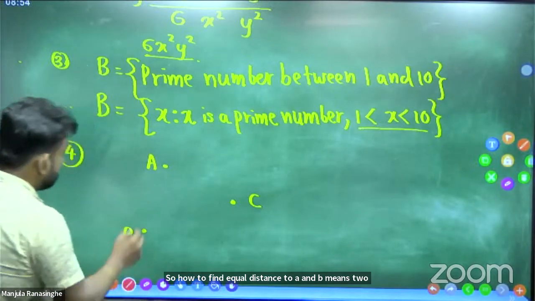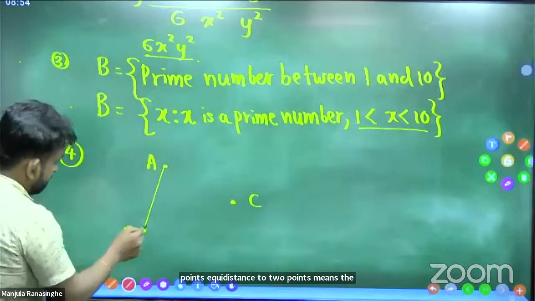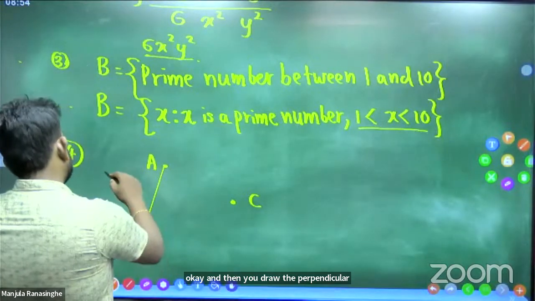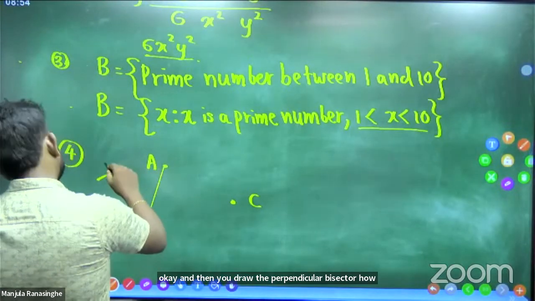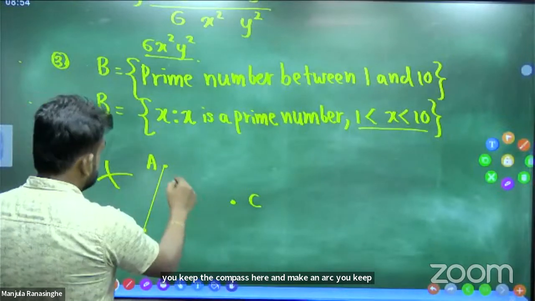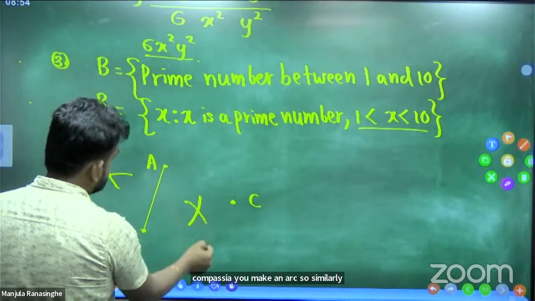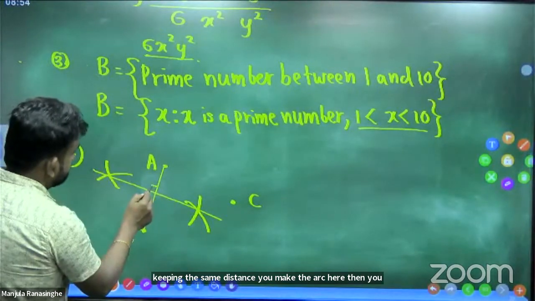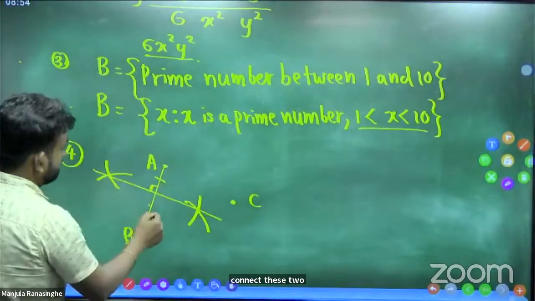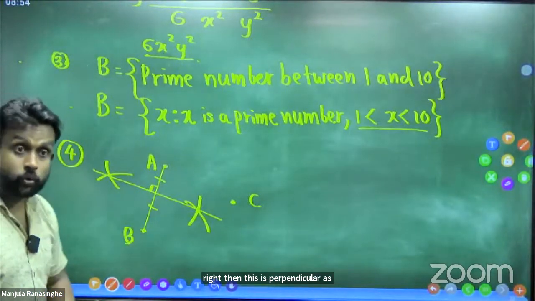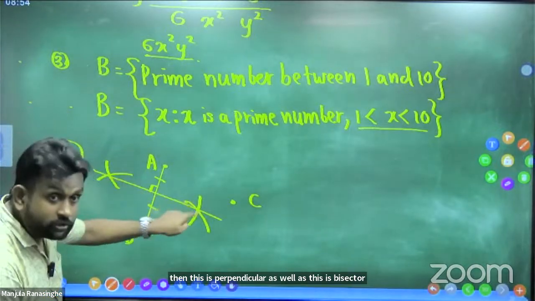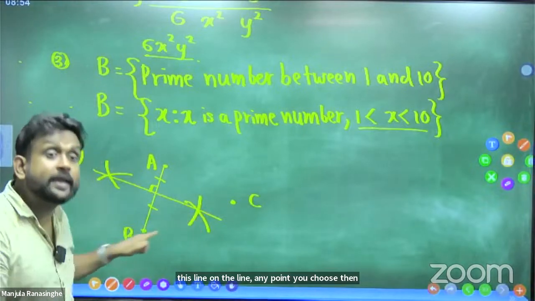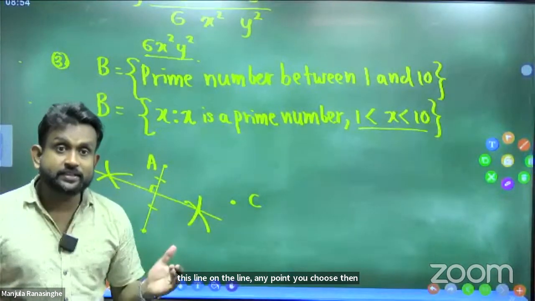So you connect AB, and then you draw the perpendicular bisector. How? You keep the compass here and make an arc. You keep the compass there and make an arc. Similarly, keeping the same distance, you make the arc here. Then you connect these two. Then this is perpendicular as well as bisector. That is drawn. That means on this line, any point you choose has the same distance to A and B. But for C, the distance would vary.